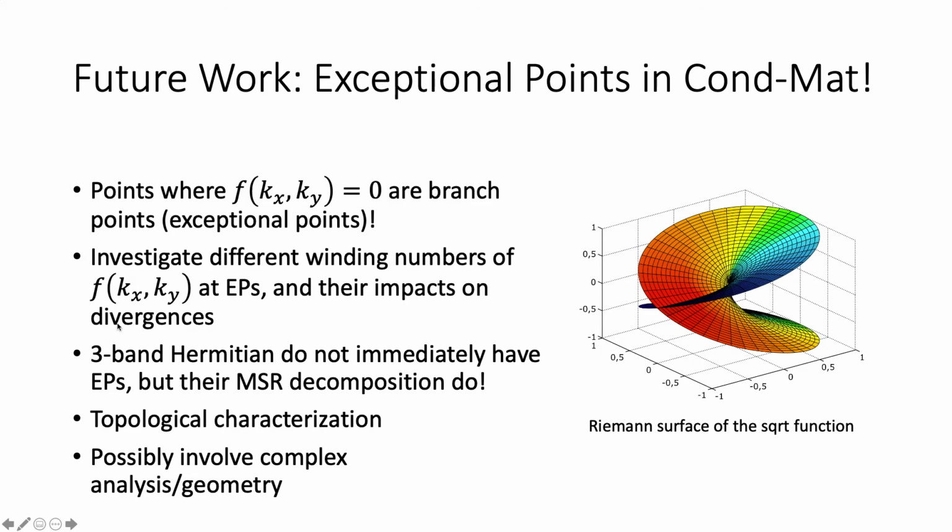the different winding numbers of this discriminant at the exceptional points, and possibly how they impact the divergences. What is interesting to note here is that, according to these calculations, the three-band Hermitian models do not immediately have exceptional points in their eigenenergy spectrum because they're Hermitian. Only non-Hermitian systems can possess exceptional points in their eigenenergy spectrum. However, their Majorana stellar representation does in fact contain exceptional points, because their MSR decomposition breaks down into two-band models which are non-Hermitian.